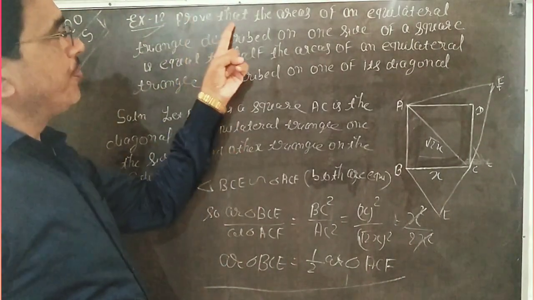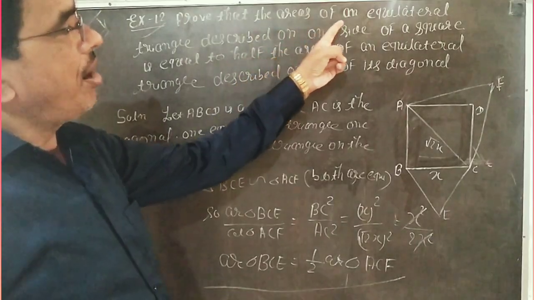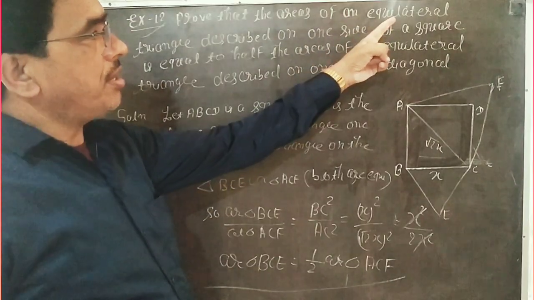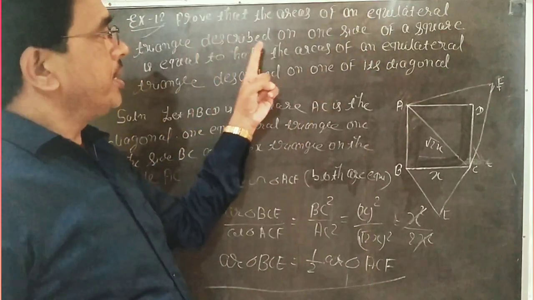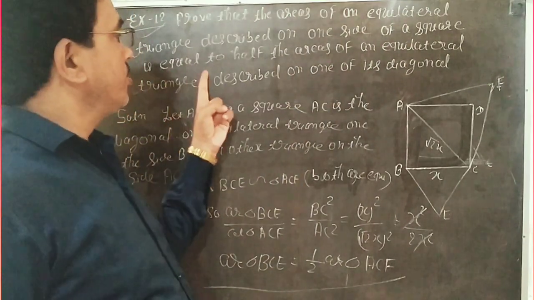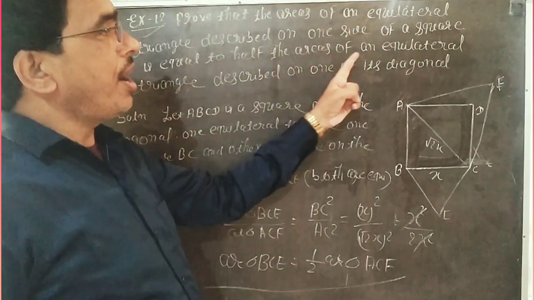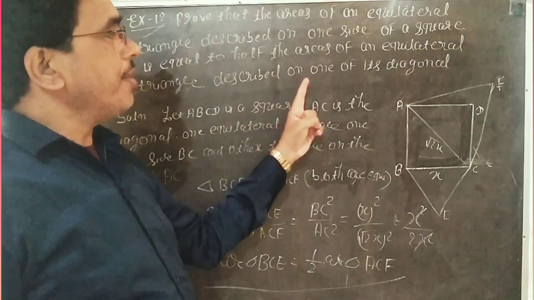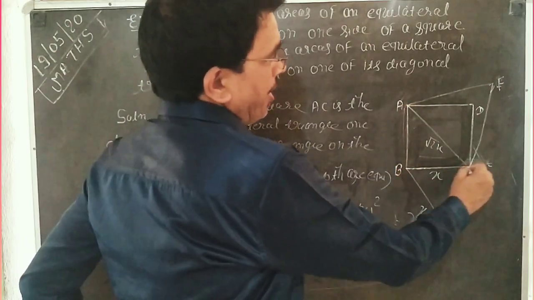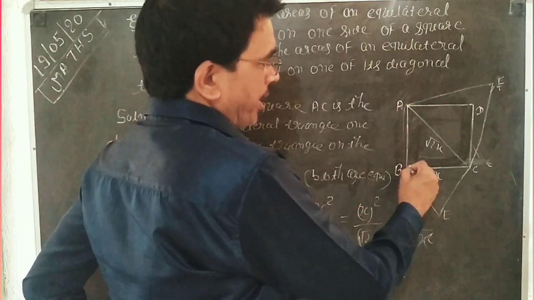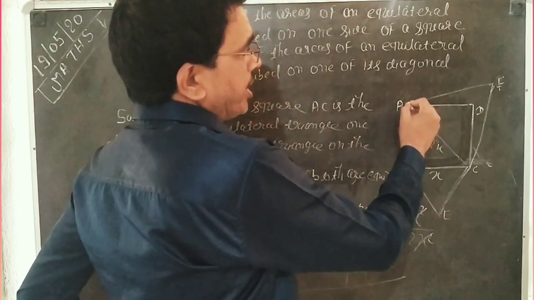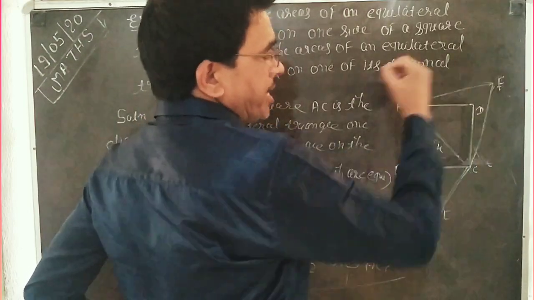Question: prove that the area of an equilateral triangle described on one side of a square is equal to half the area of an equilateral triangle described on one diagonal of the square. Here ABCD is a square, and one equilateral triangle is on the side BC, that is BCE, another equilateral triangle is on the diagonal AC, that is ACF.